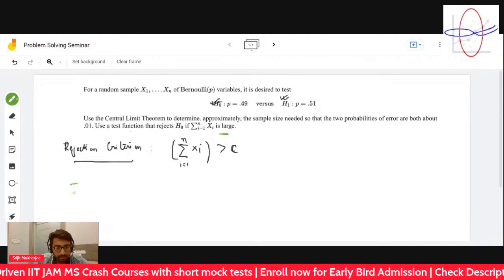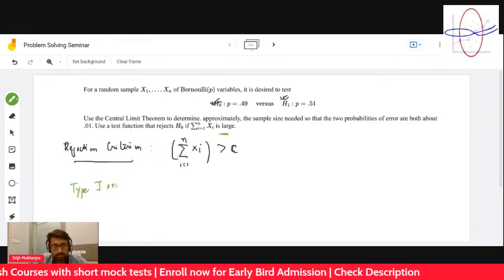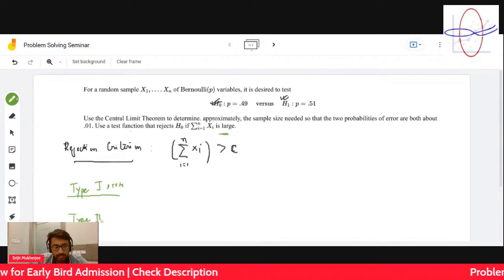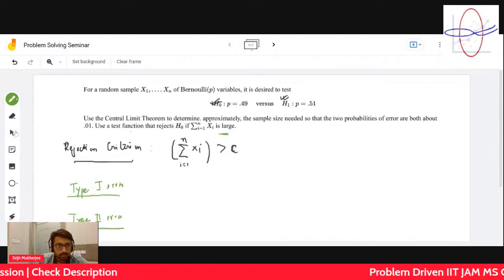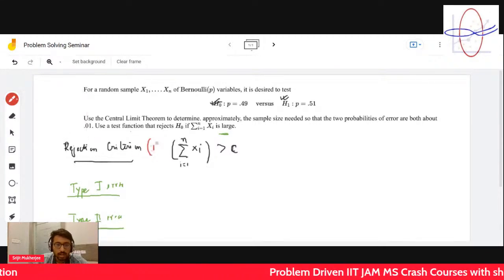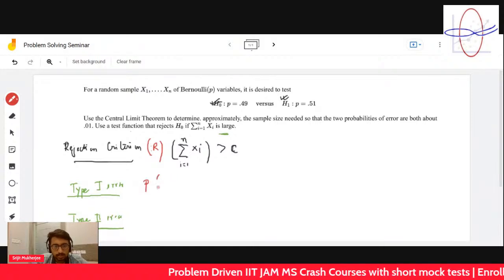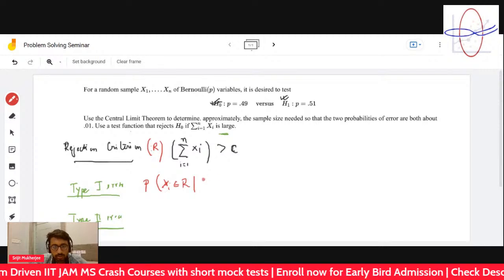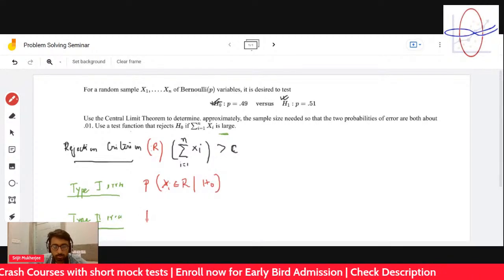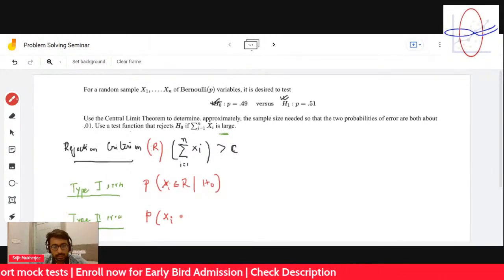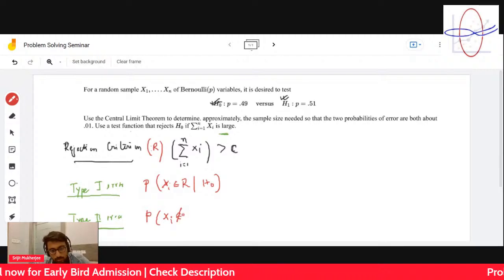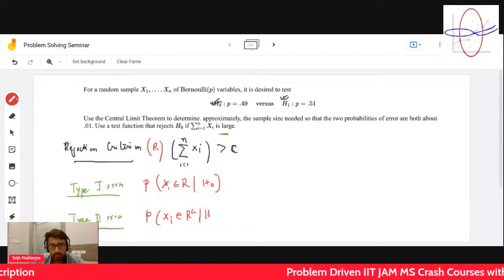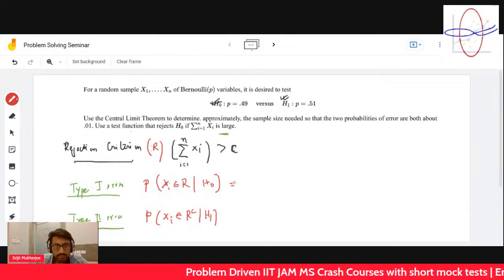And it's given the type 1 error. Usually the type 1 error is fixed at alpha, and we have to minimize the type 2 error. So what is type 1 error? The rejection region is called R. The type 1 error is the probability that the Xi's belong to R given H0 is true, and the type 2 error is the probability that the Xi's do not belong to R, or belong to R complement, given H1 is true.